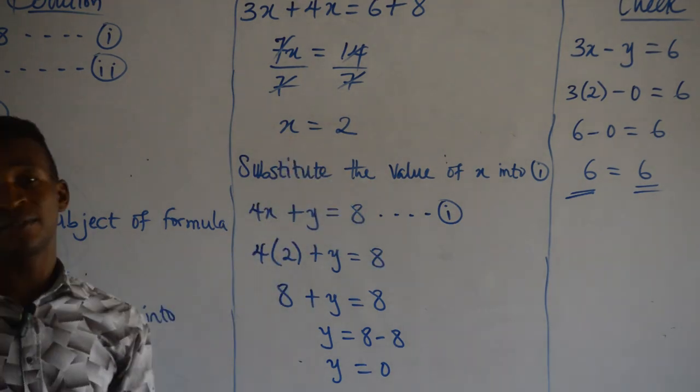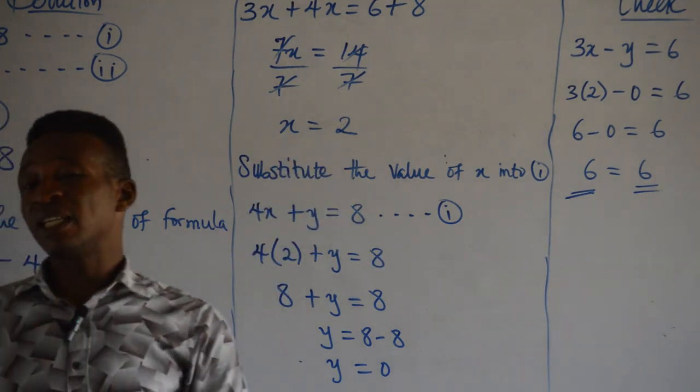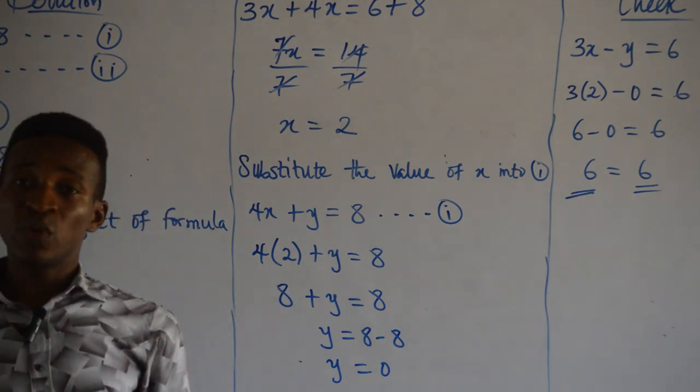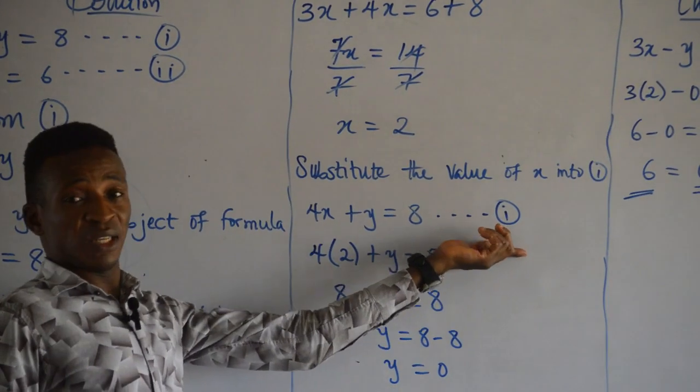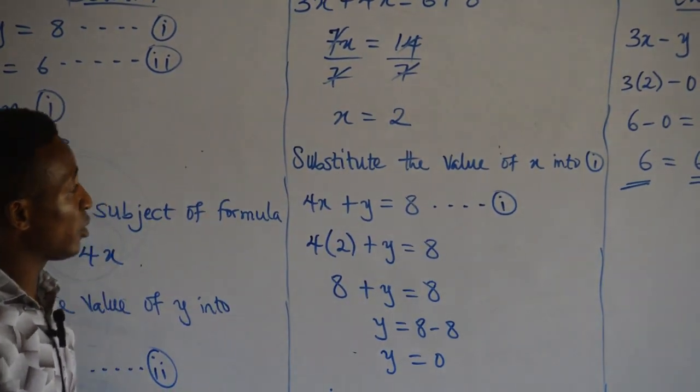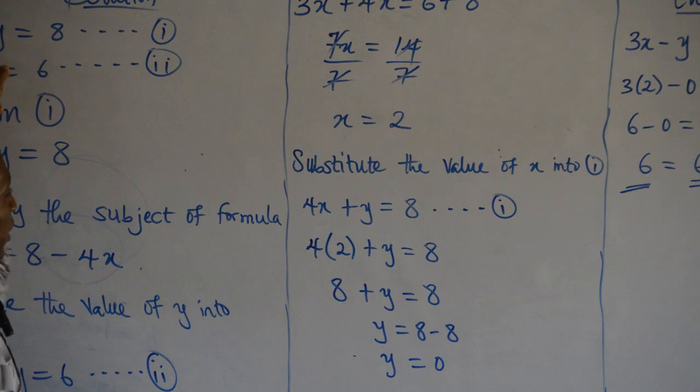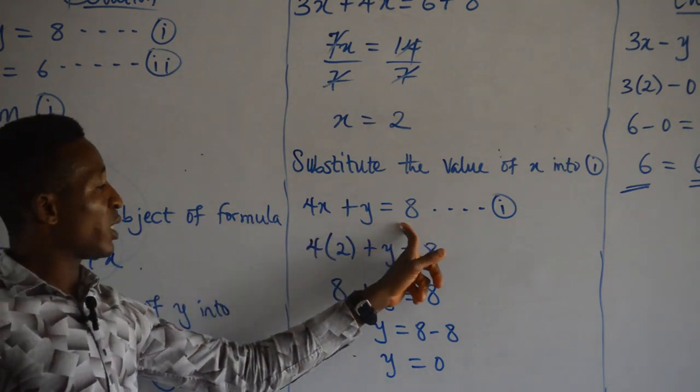So after getting your answer for x, we can now make use of any equation of your choice to get the answer for y. And here we decided to go for equation 1. So substitute the value of x into equation 1. I wrote out my equation 1. So 4x plus y equals 8.